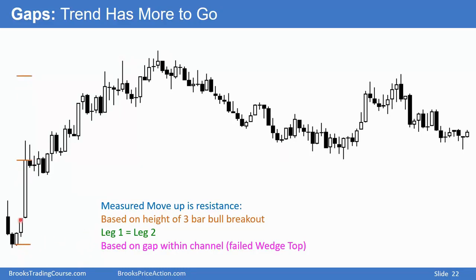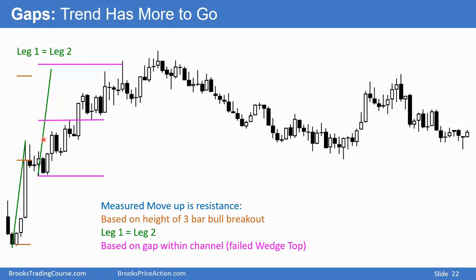Measured move up based upon the open of the first bar, close of the final bar of the breakout. You can see some profit taking at that level. Leg 1, leg 2, leg 1, the bull breakout, and then the bottom of the pullback, leg 2. Profit taking at that level, the bulls taking profits. Aggressive bears might sell there as well, but when the pullbacks are this small, 1 or 2 bars and not very far down, it's usually better only to buy, not sell.